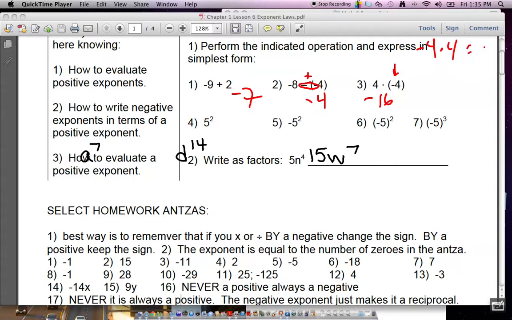Still 4 times 4 is 16, right? Now I'm multiplying by a positive, so I keep that sign. Negative. If you multiply by a positive, keep that sign. If you multiply by a negative, change that sign.